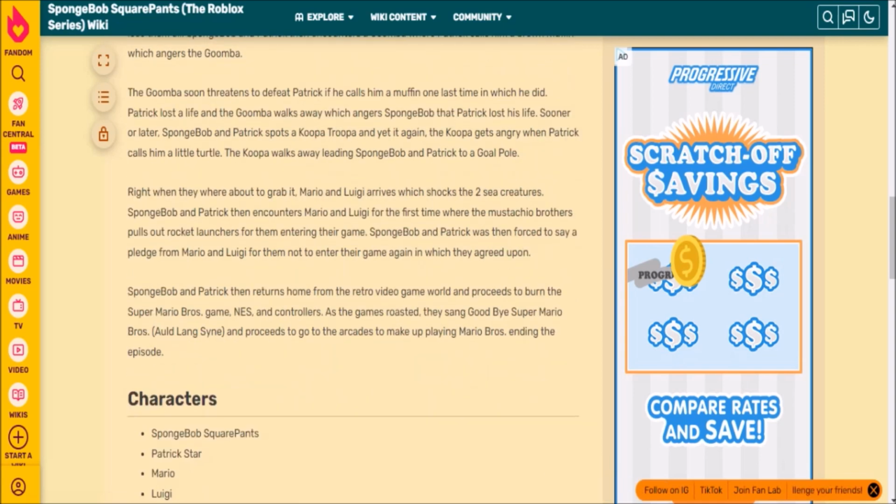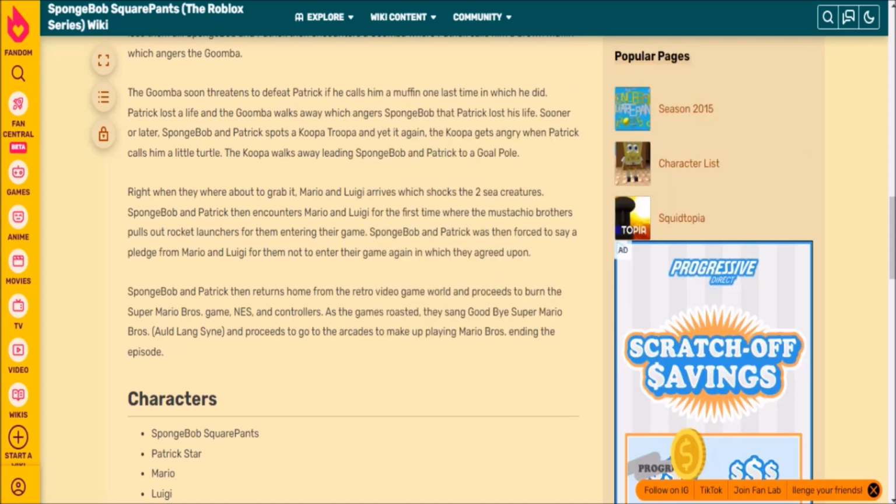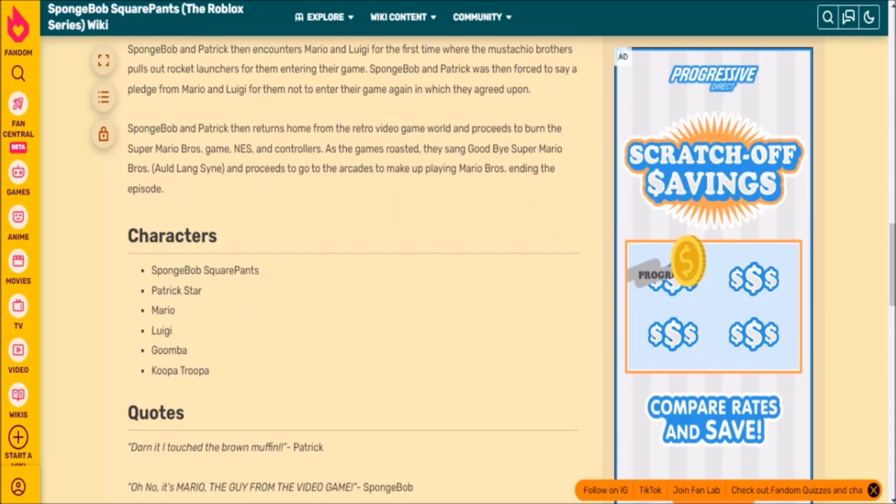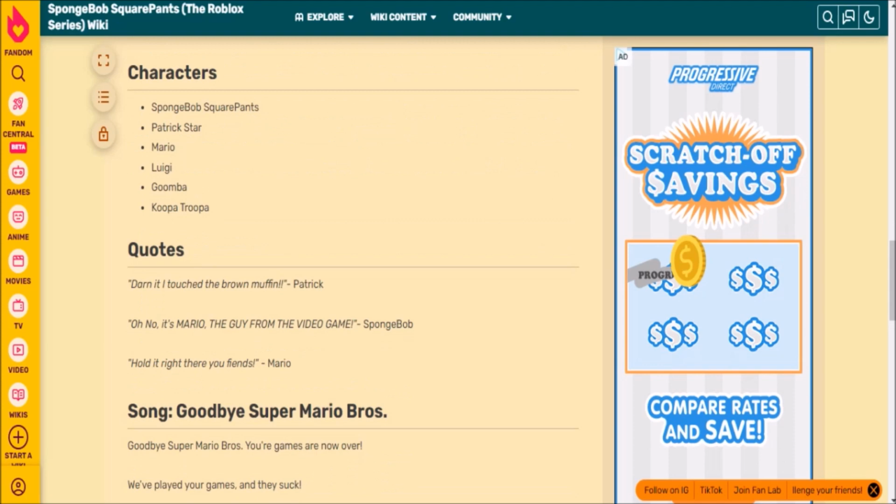SpongeBob and Patrick then return home from the retro video game world and proceed to burn the original Super Mario Bros. game, NES, and controllers. As the game's roasted, they sing goodbye Super Mario Bros. and Auld Lang Syne and proceed to go to the arcades to make up playing Mario Bros., ending the episode. So the characters are SpongeBob, Patrick, Mario, Luigi, Goomba, and Koopa Troopa.